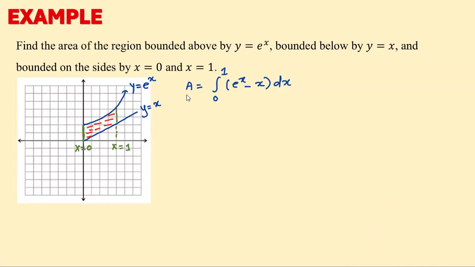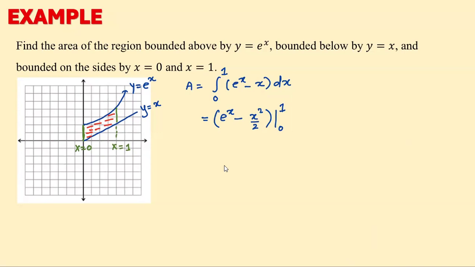Okay, let's integrate this. Integration of e to the power of x is e to the power of x, minus the integration of x. x means x to the power 1, so we can use the power rule. Increase the power by 1, so it will be x to the 2, and divide by that new power. And we have to evaluate this between 0 and 1.